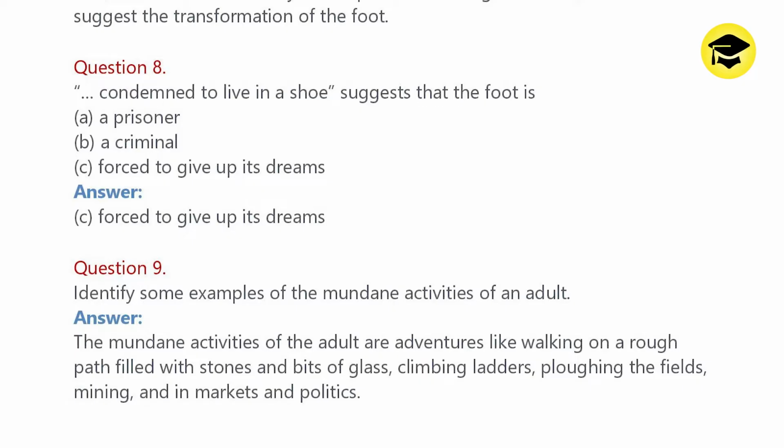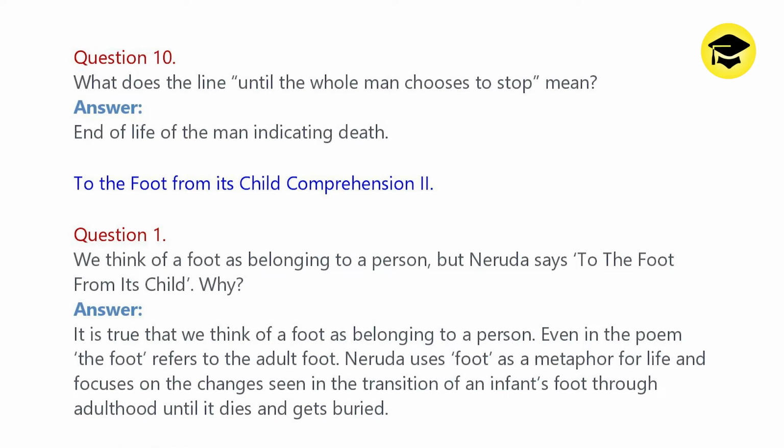Question 9. Identify some examples of the mundane activities of an adult. Answer. The mundane activities of the adult are adventures like walking on a rough path filled with stones and bits of glass, climbing ladders, plowing the fields, mining, and in markets and politics.